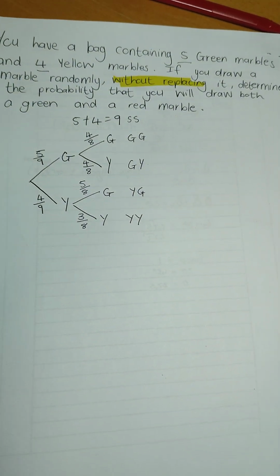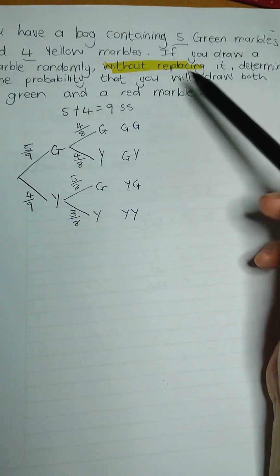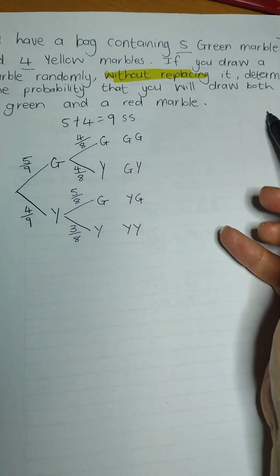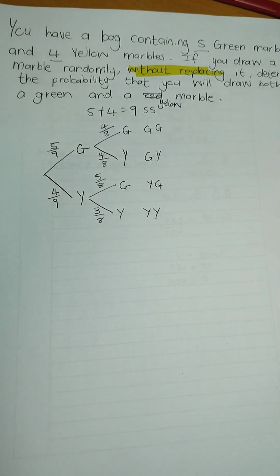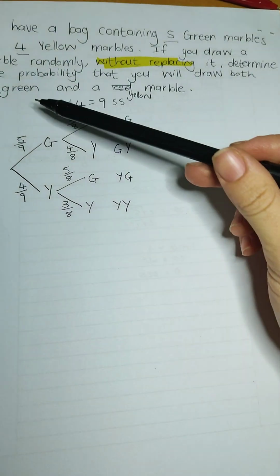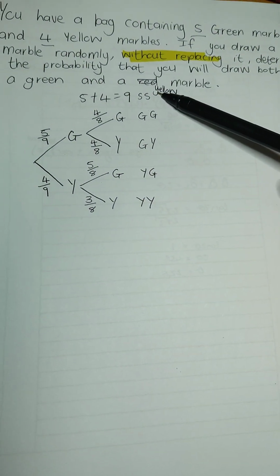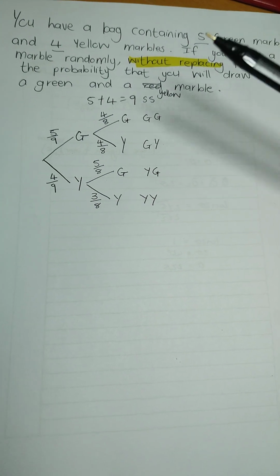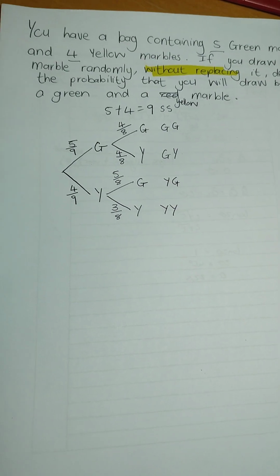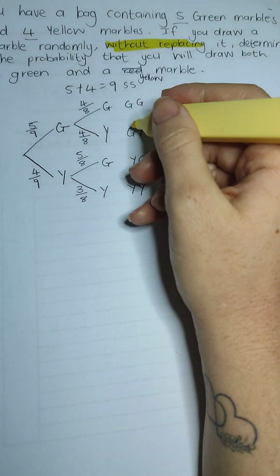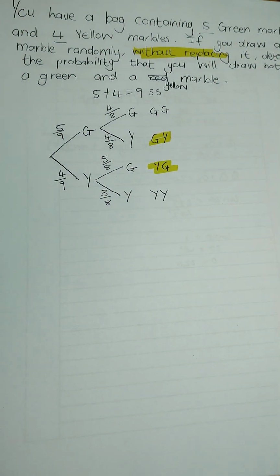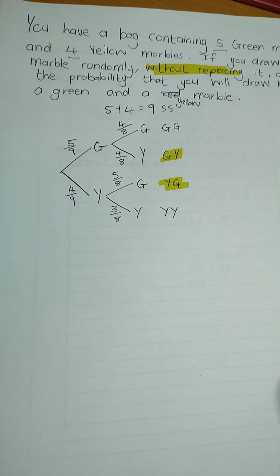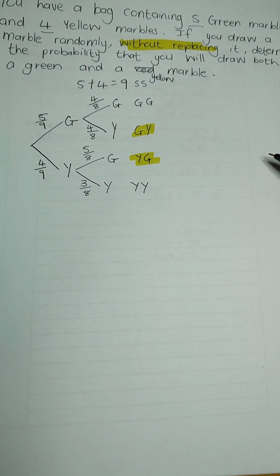Okay, now let's go back to our question. Determine the probability that you will draw both green and, oh goodness, yellow. Green and yellow. So guys, I do not state first green and then yellow. That's not the question. The question asks, what is the probability that I will draw both? So I can either draw it as green first and then yellow, or I can draw yellow first and then green. The important thing here is just that I want to be able to draw both.